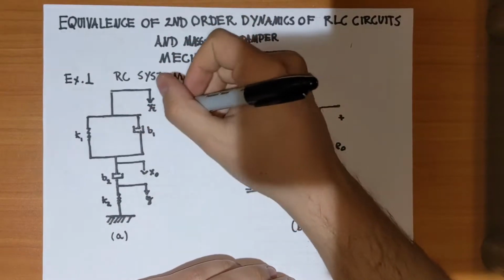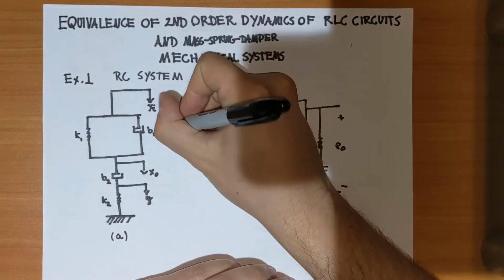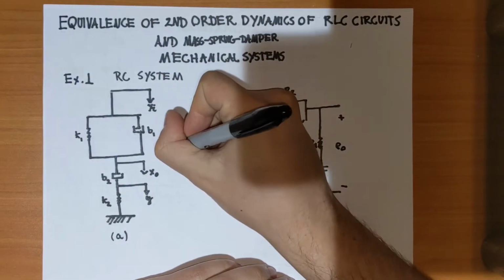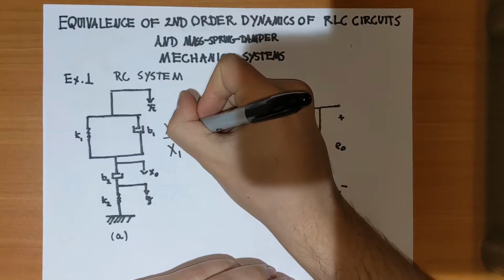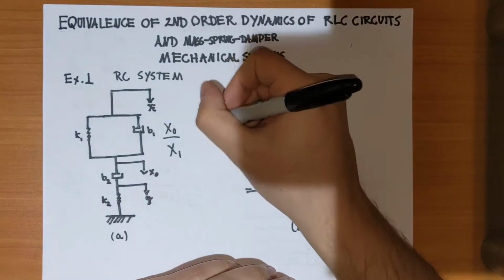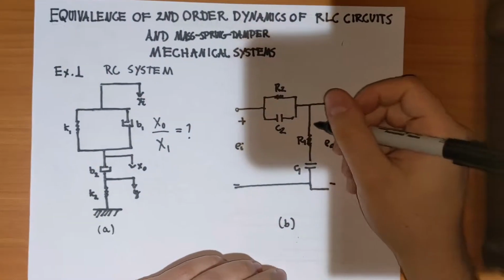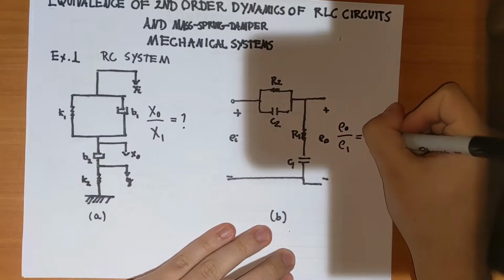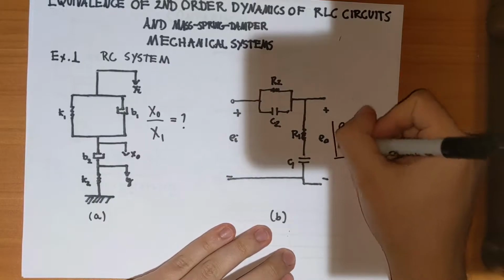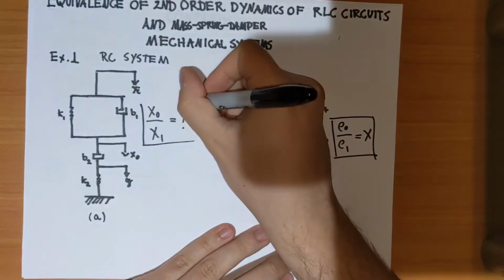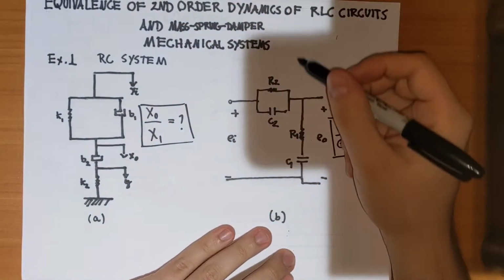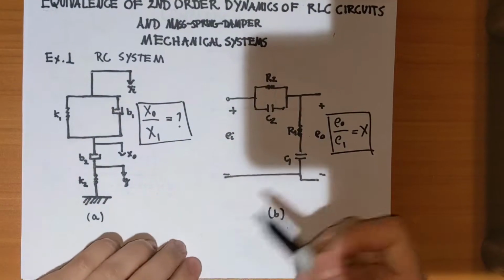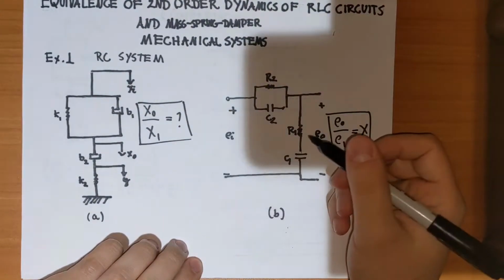That when you solve this system and you get the transfer function for it, you will see that these two different transfer functions will have the same behavior, right? They will have the same form.